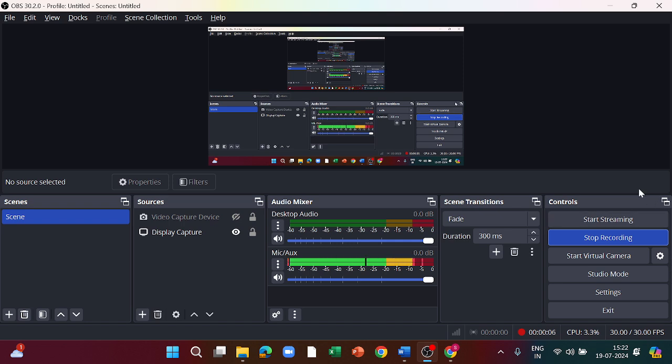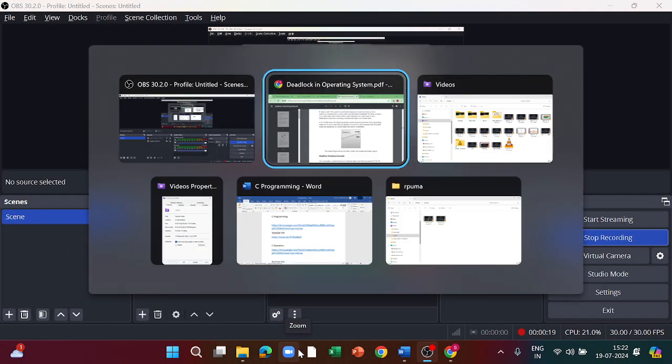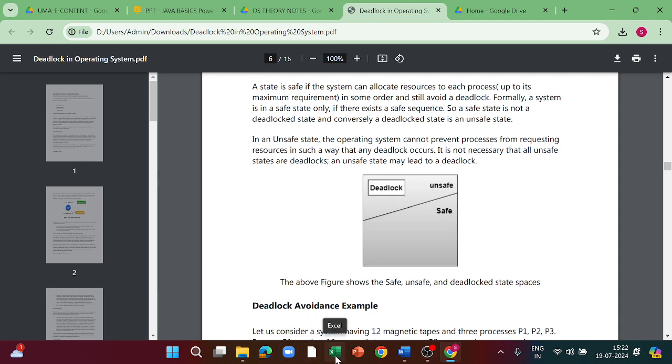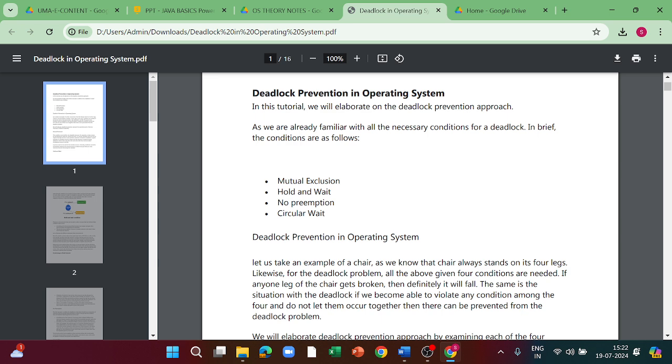Let us start with deadlock prevention in OS. Okay, what is the need for deadlock prevention? We are already familiar with the four necessary conditions for deadlock, that is mutual exclusion, hold and wait, no preemption, and circular wait. What is deadlock prevention? Why do we need deadlock prevention?